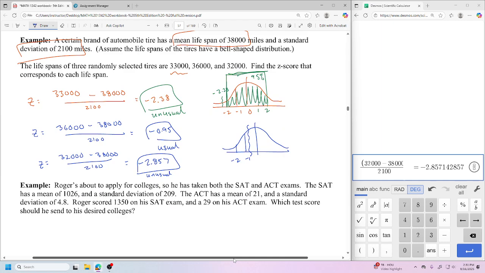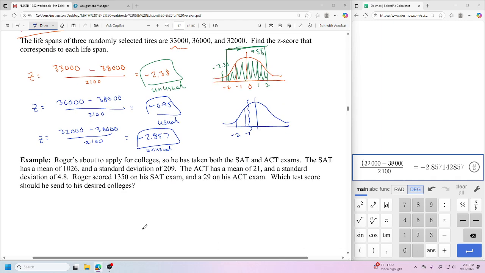This is an interesting one and kind of pertinent to some of us. It says that we have the SATs and the ACTs. Which one's going to be better based on what I scored? What should I be sending off to the schools to show that I'm like way cool? So the SAT has its own average and its own standard deviation, and I on the SAT made this much, or Roger did.